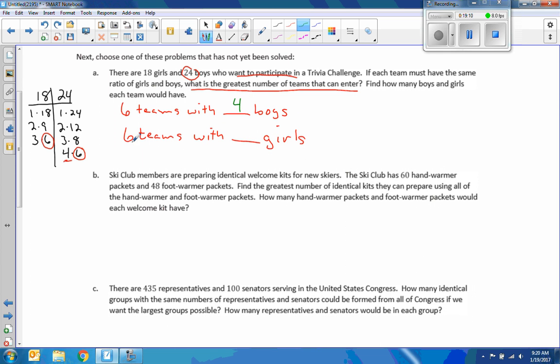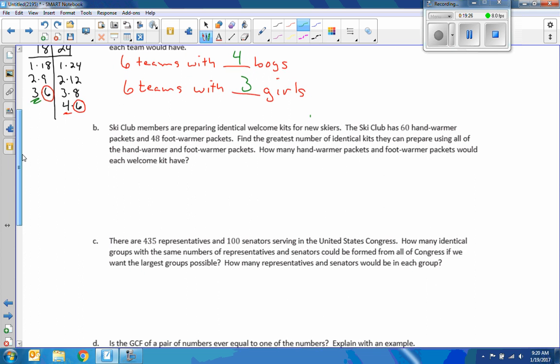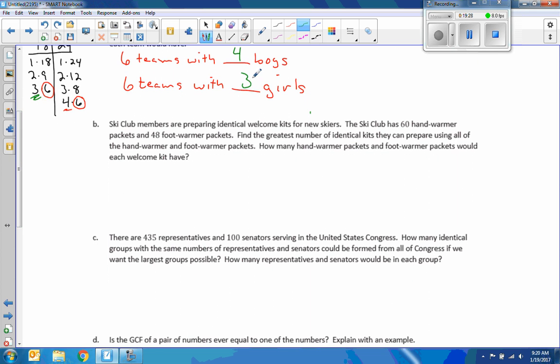And then do the same with the girls. We need 6 teams of 18 girls, and 6 teams are multiplied by 3. So there's our answer. We need 6 teams with 4 boys and 3 girls. Okay? So the ratios are equal. Okay, so let me just rephrase this. 6 teams with 4 boys and 3 girls. Okay? Every team's going to have 4 boys and 3 girls, and there's going to be 6 teams.